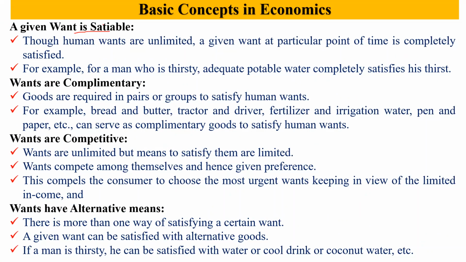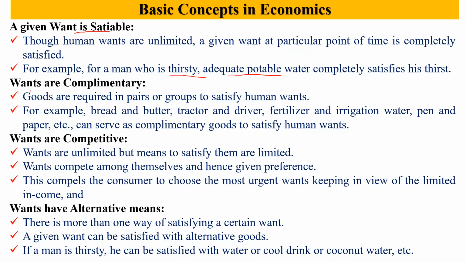The next characteristic is that a want is satiable. A given want is satiable. Even though we say human wants are unlimited, a given want at a particular point of time can be completely satisfied. For example, a man who is thirsty, if he gets adequate water to drink, can completely satisfy his thirst. Unless again he feels thirsty after some time, but at that particular time we can completely satisfy his thirst.